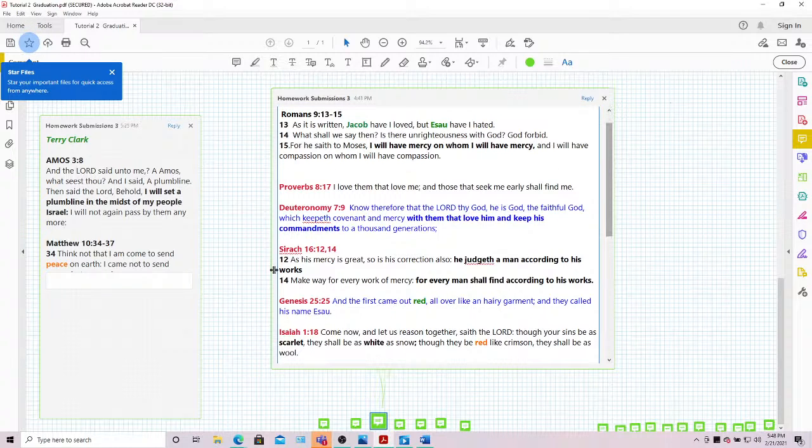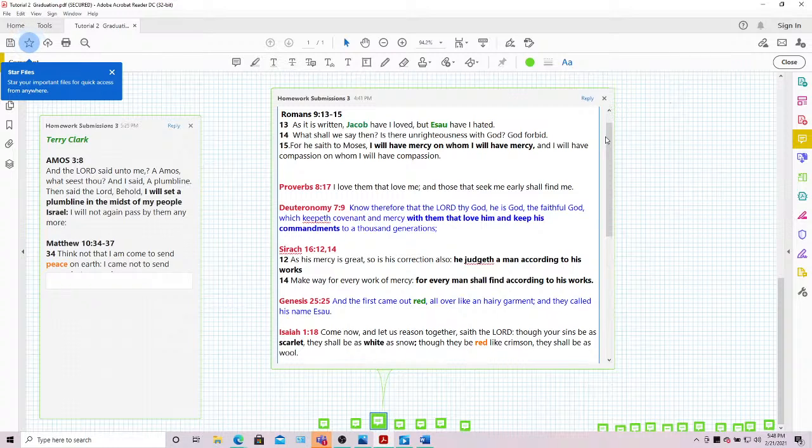So you got Sirach 16:12 and 14. So just bringing us back. As his mercy is great, so is his correction also. He judges a man according to his works. So make way for every good work of mercy, for every man shall find according to his works. So Jacob's works were one way, and Esau's works were another way. And now we're getting ready to look more into Esau.